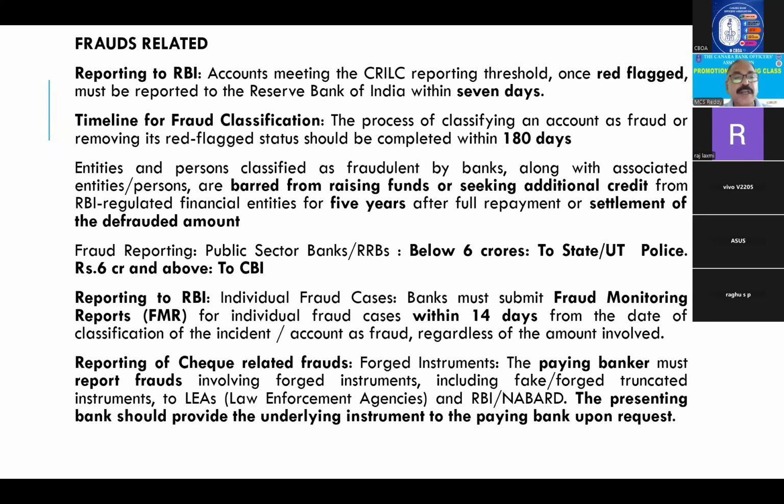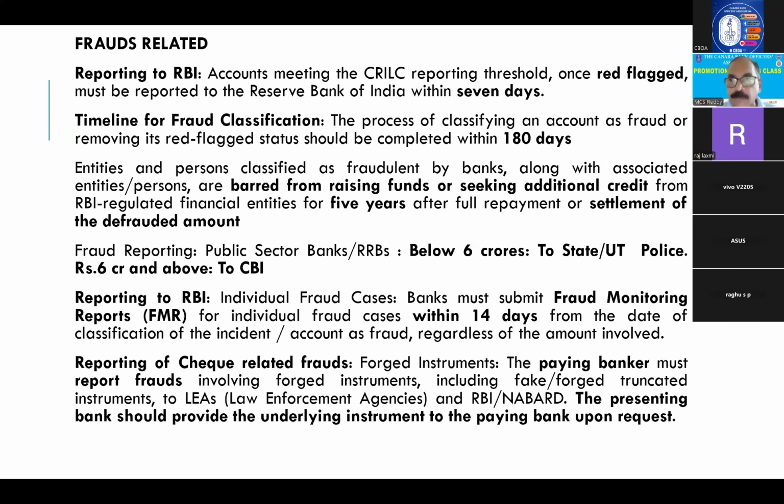Right? Next, fraud reporting. Public sector banks and RRBs report below 6 crores to the state or UT police. That means here, state CID, who are looking after economic offenses, for them we have to report below 6 crores. Earlier, in case of willful defaulters, it was a 3 crores cutoff point. But in case of frauds, it is below 6 crores. You report to state CID, economic offenses wing. And 6 crores and above, we have to report to CBI.